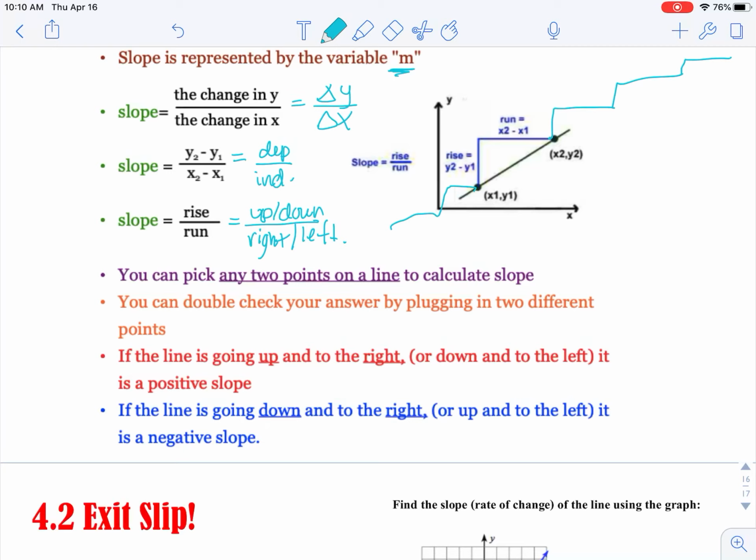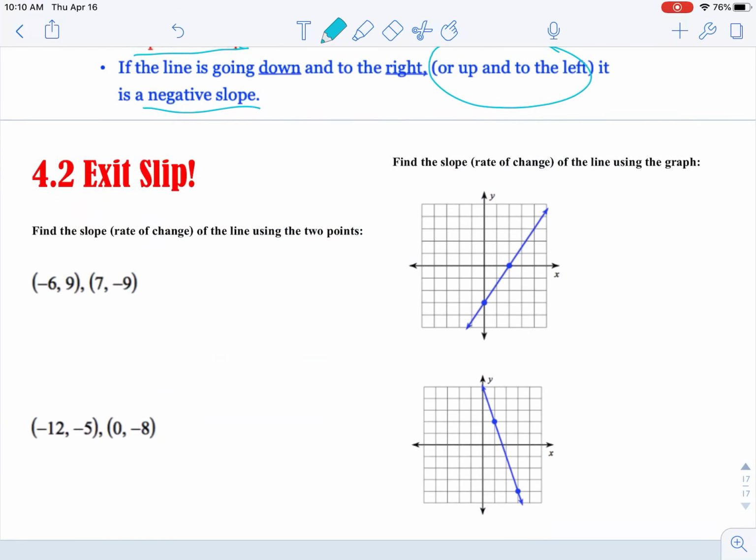Then you can double check your answer by plugging in 2 different points again, because they're always going to be the exact same between any 2 points, even between 2 far away points, because the answer will simplify to being the same. You have positive slopes, you have negative slopes, you have their opposite, which you can go either up and to the right, down and to the left, etc.